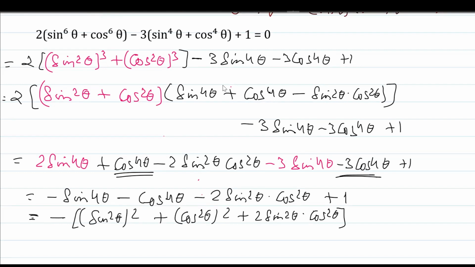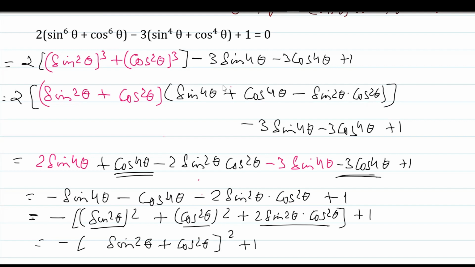The minus is taken common till here, right? So this will not influence plus 1. So now check what is this? This is a square plus b square plus 2ab, which can be written as a plus b whole square. A is this plus b, which is cos square theta. A plus b whole square plus 1.